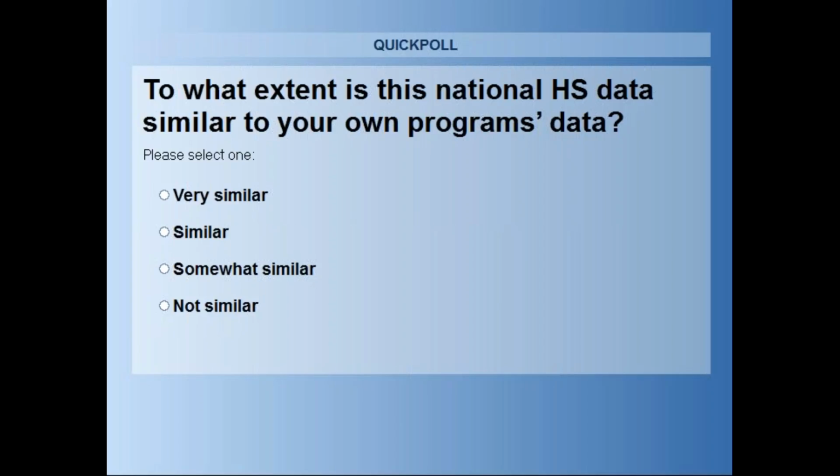How's the poll going, Michael? Well, we're waiting for some late returns from the East Coast. Okay. So we're well over 60% voted. Lots of similarities, either very similar or similar. Yeah, I'll close it.